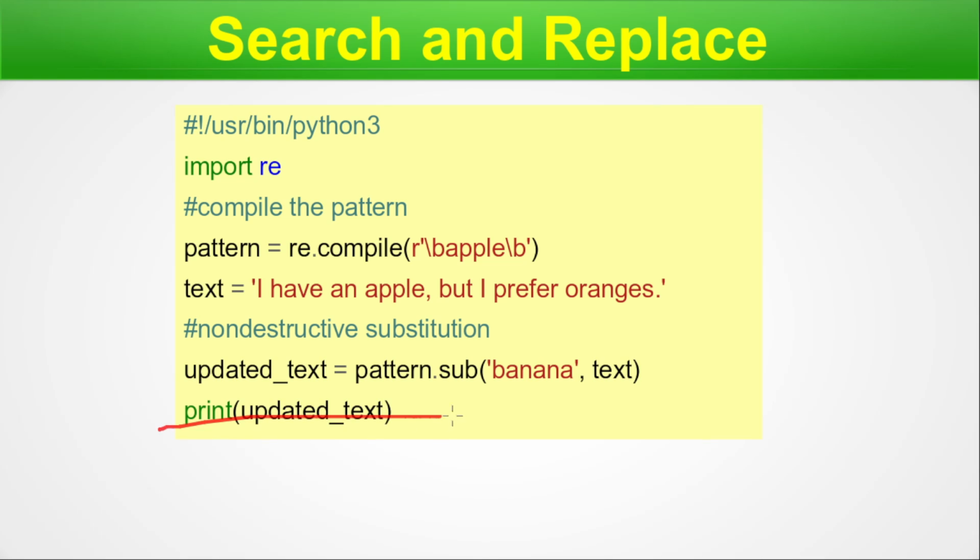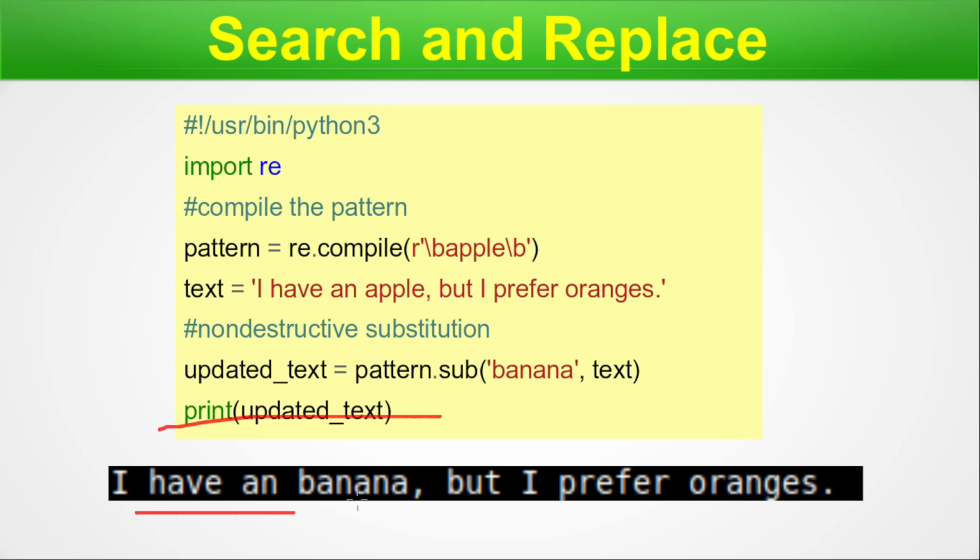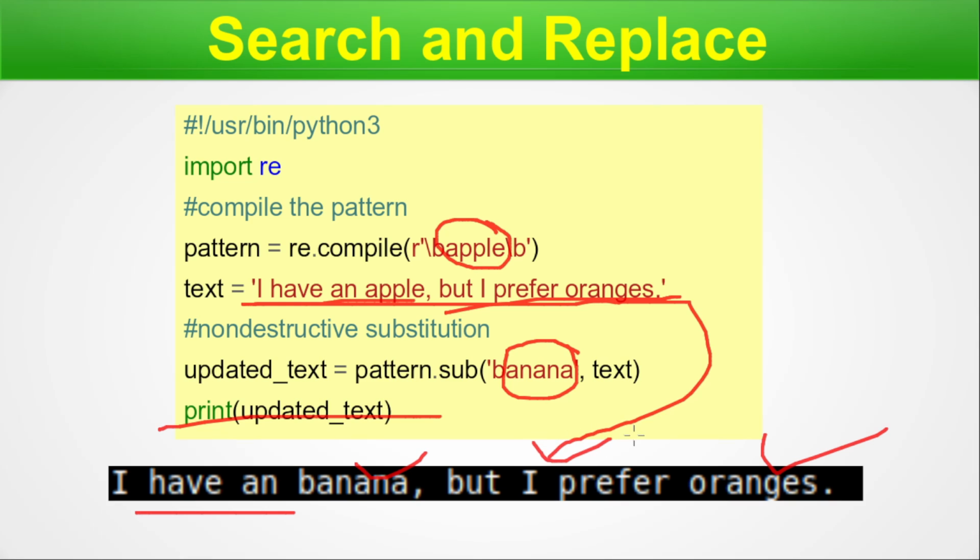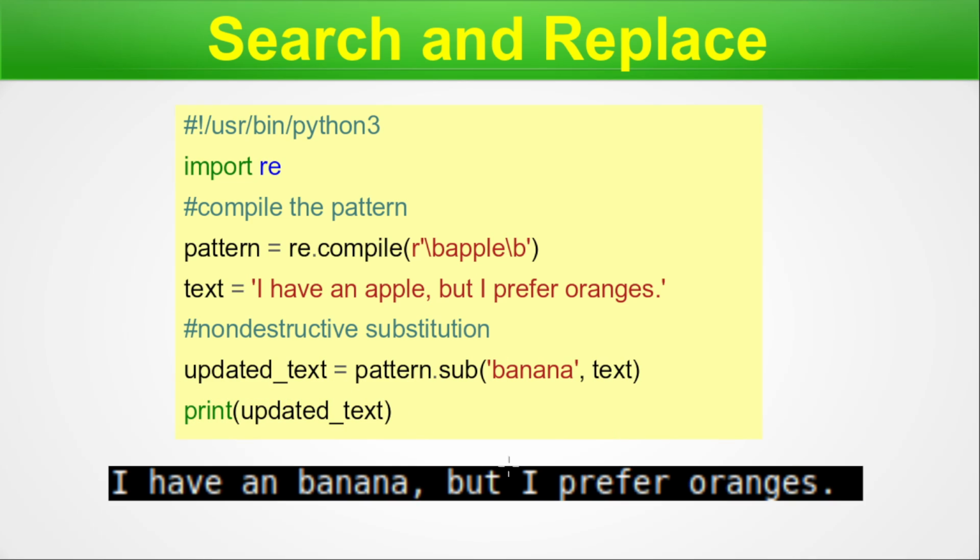Next, we print our updated text, and once we run the entire code, we get the output as this. I have a banana but I prefer oranges. So earlier it was I have an apple but I prefer oranges, and we find apple and substitute it with banana. Hence, this text has become the new one. But one thing you carefully notice, this is unaltered. That means the content of this variable is unaltered. So these are two different variables and these two have different contents. Okay, so we are printing only the updated one. So this is a non-destructive search and replace.